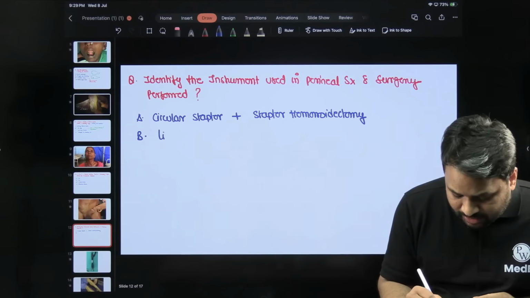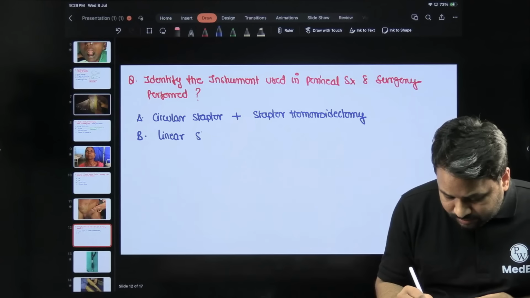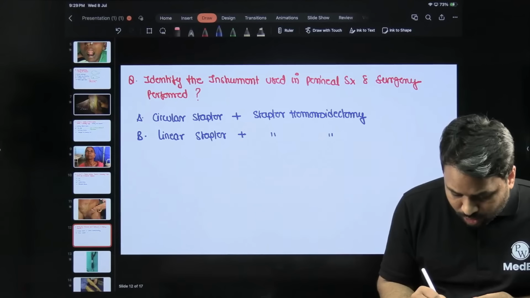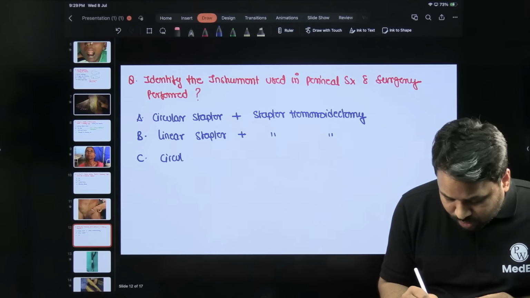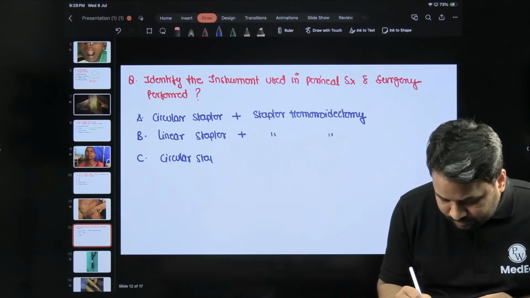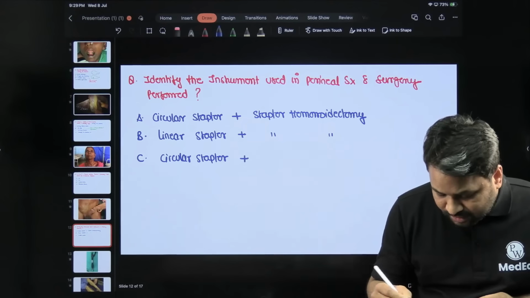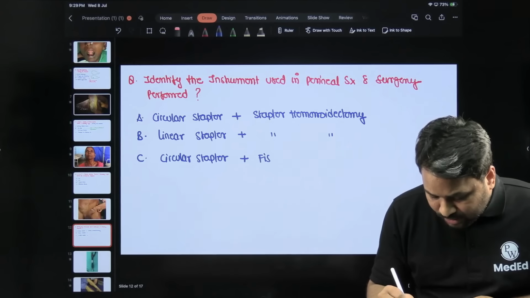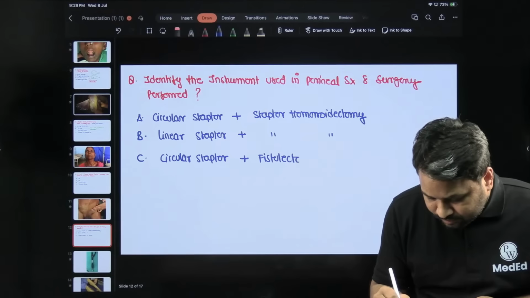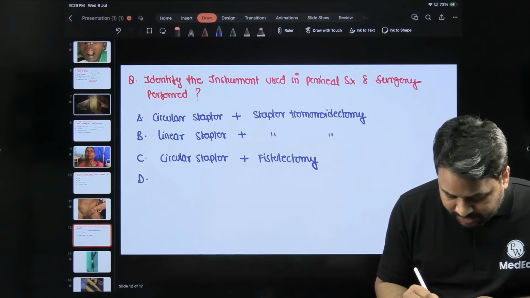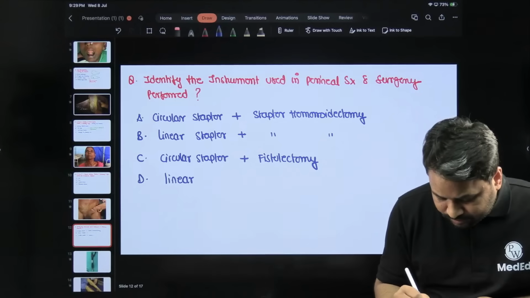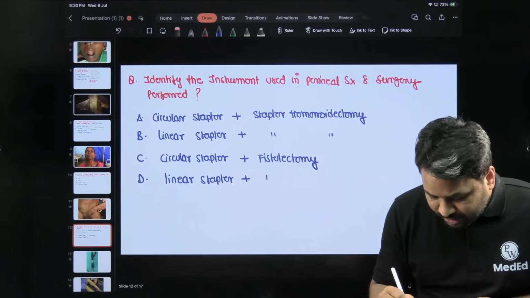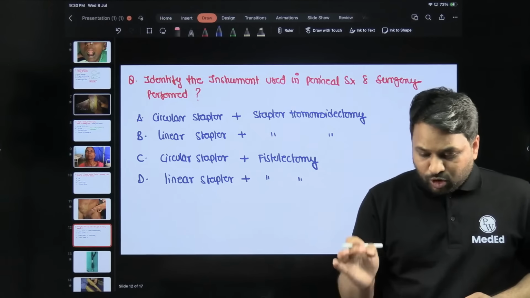Option B, is it a linear stapler with stapler hemorrhoidectomy? Option C, circular stapler with fistulectomy. Option D, linear stapler with fistulectomy. So I got 4 options.